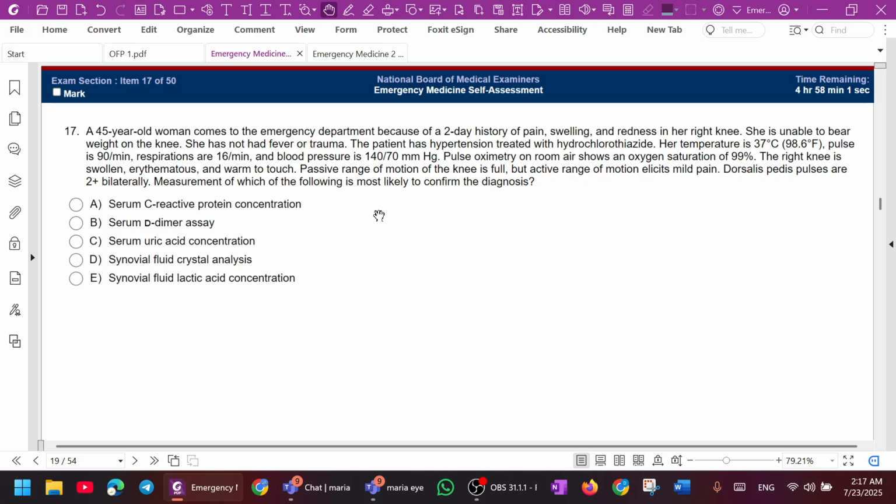The right knee is swollen and erythematous. Passive range of movement of the knee is full, but active range elicits pain. Passive range is full, elicits pain. The dorsalis pedis pulses are 2 plus bilaterally. Which of the following is the most appropriate next step in diagnosis?